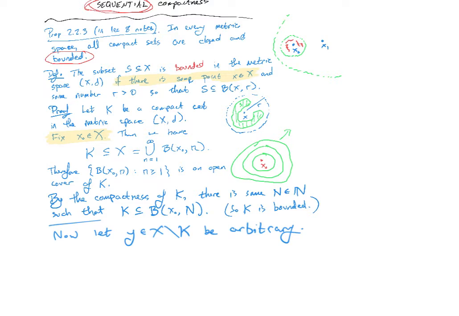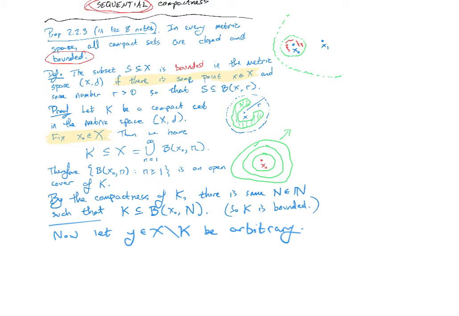Now we're going to do the same thing. We're going to take an open cover. We're going to have a finite subcover that's going to give us a neighborhood. Except now our open cover is not going to be concentric circles at y. It's actually going to be their complements.